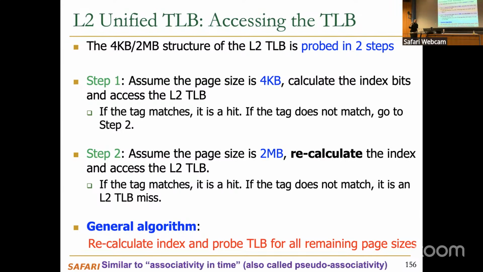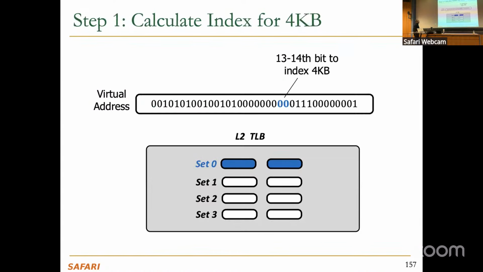So this is something similar to the concept of associativity in time, which is also called pseudo-associativity. This exact concept can be used with caches as well, in case the caches, for example, are underutilized, and you want to change the hash function on the fly and place your data somewhere else. This is how you would do these steps in the L2 TLB.